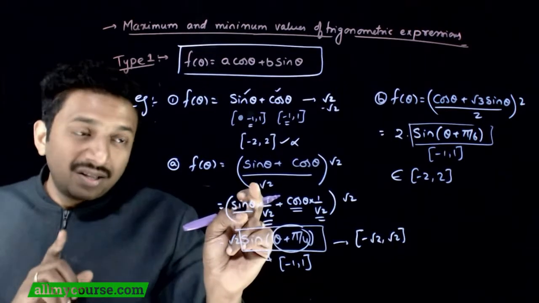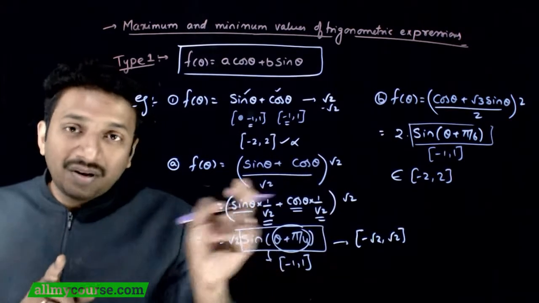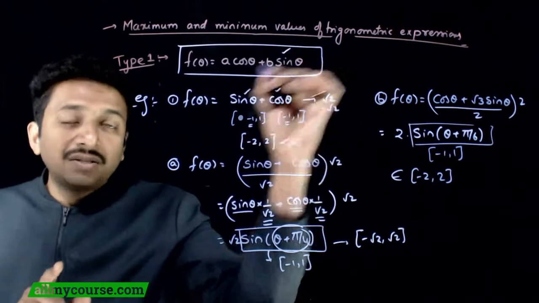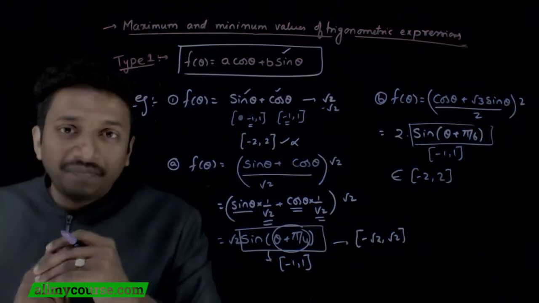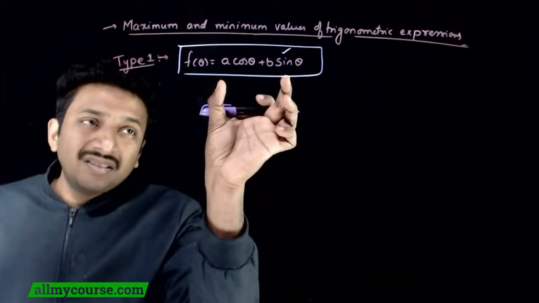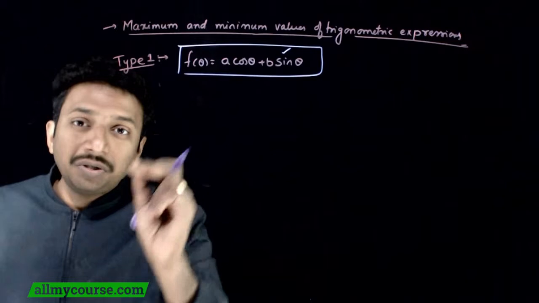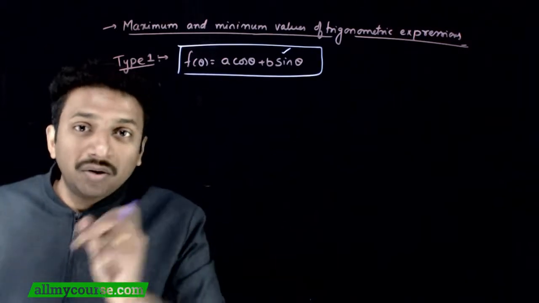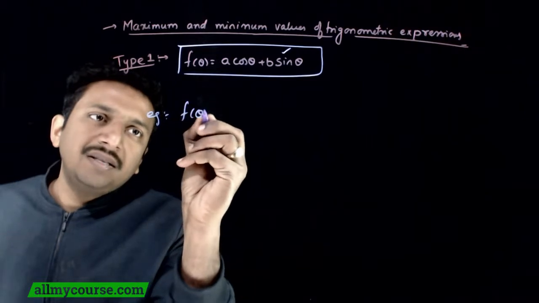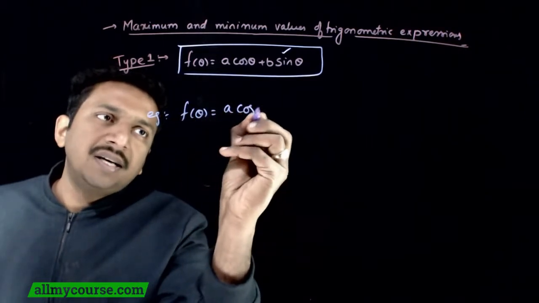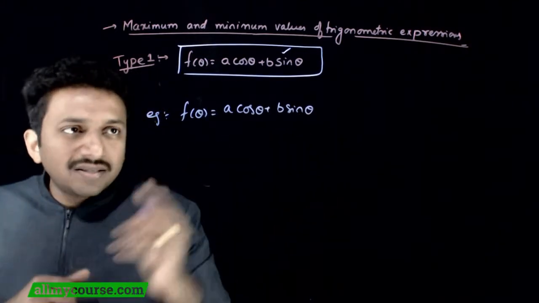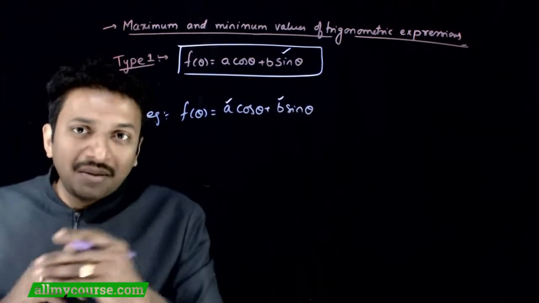So what is the process by which I can get this number for different trigonometric expressions of the form a cos theta plus b sin theta? Let us closely look at the process by which you can convert this expression containing 2 trigonometric ratios into an expression containing only 1 trigonometric ratio. So f of theta is equal to a cos theta plus b sin theta, where a and b are 2 real numbers.